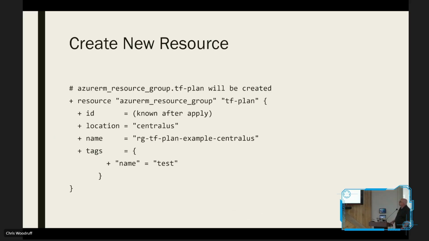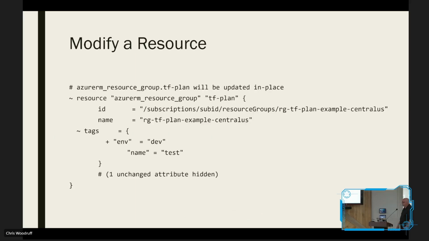resource group. Now, if I come in here and I have a tilde, that's showing you that you're going to modify a resource. So something in here has been changed, and it usually will tell you at the end one unchanged attribute hidden. So it will tell you what is going on in here. It'll tell you what is going to be modified.